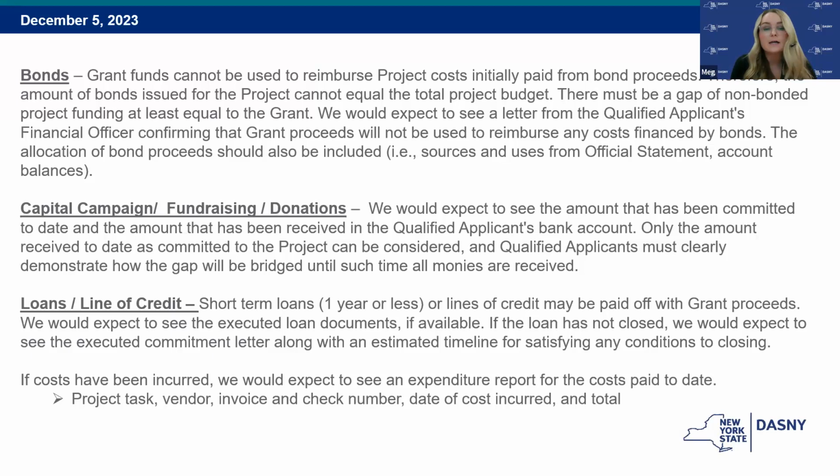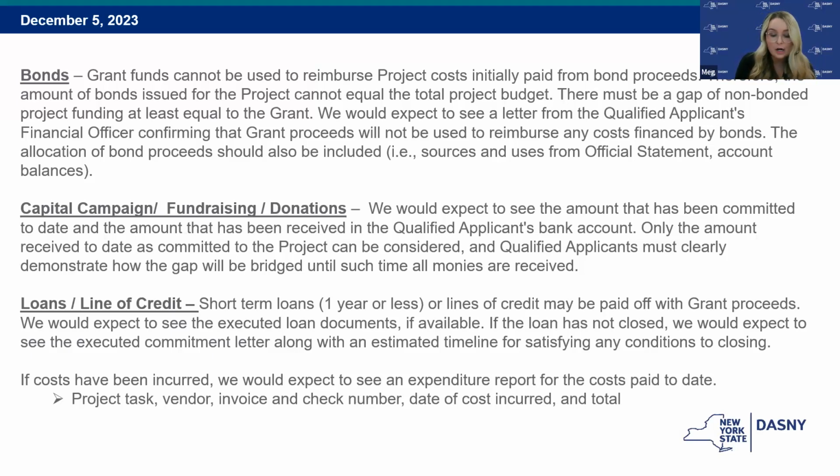Loans or lines of credit. Short-term loans of 1 year or less, or lines of credit, may be paid off with grant proceeds. We would expect to see the executed loan documents if available. If the loan has not closed yet, we would expect to see the executed commitment letter along with an estimated timeline for satisfying any conditions to closing.